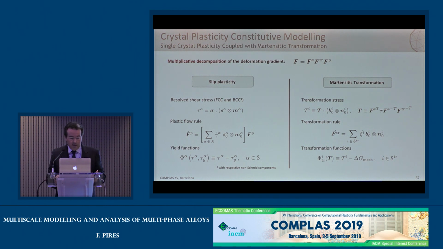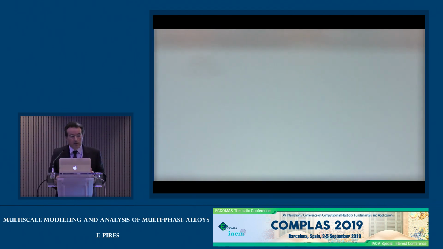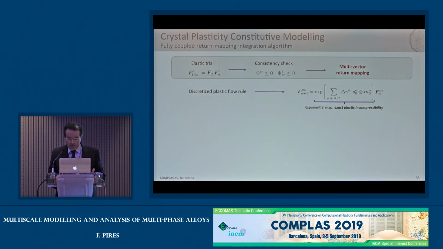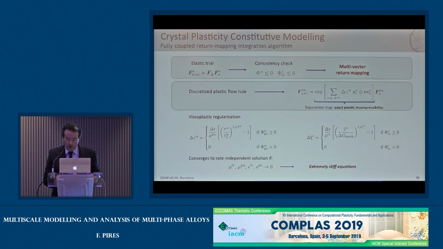So this enables us to have a full set of equations to solve that we will integrate with a very conventional elastic predictor plastic corrector scheme. So we do an elastic trial, we do a consistency check, and if we don't satisfy both conditions, we have to do a multi-vector return mapping. We have discretized the plastic flow rule with the exponential map to preserve plastic incompressibility, and we have adopted rate-dependent regularization. This has the advantage that the rate is used for both the plastic part and the transformation part, and by changing appropriately the viscosity and the strain rate, we can model both rate-independent and rate-dependent problems.